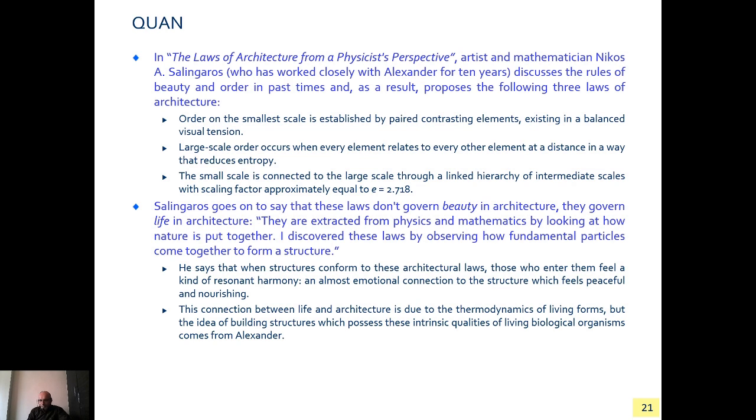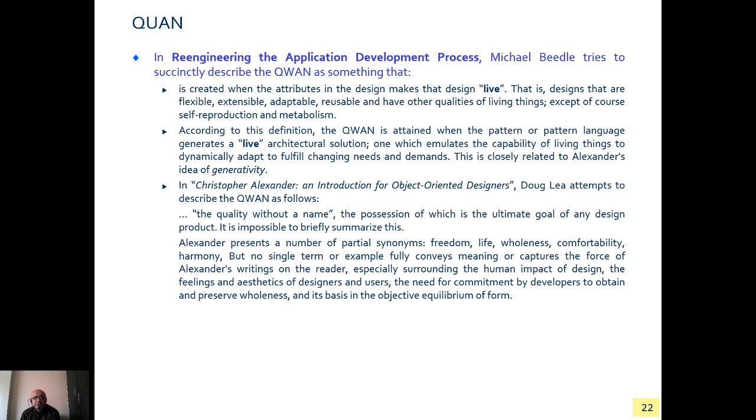So, there are two qualities: one is extrinsic quality and another is intrinsic quality. Extrinsic quality is exteriorly demonstrated, and intrinsic is hidden. Many times we speak about intrinsic quality rather than the extrinsic one. It is created when the attributes in the design make that design live. Live means it is capable of handling static structure and dynamic behavior. So quality without a name is the ultimate goal of any design product.